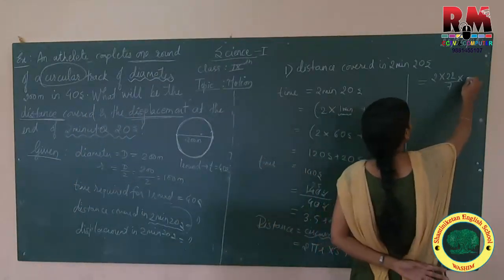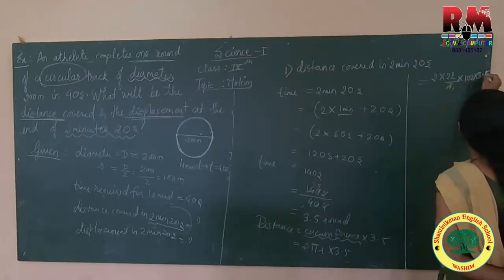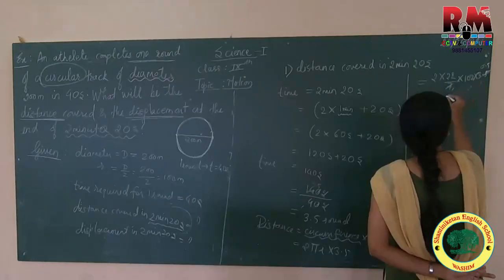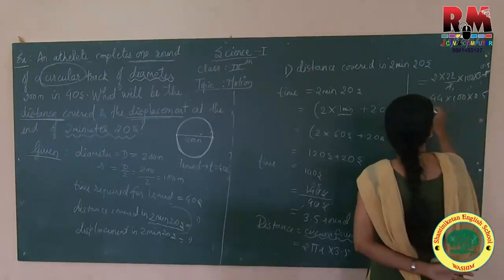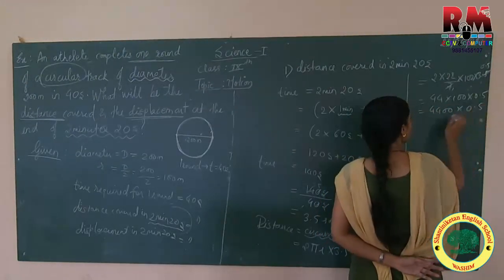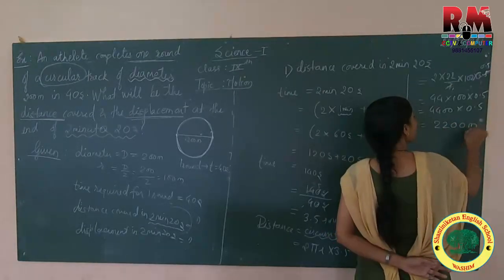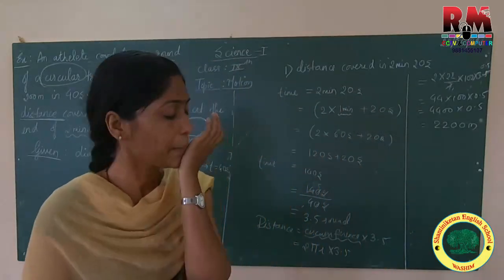So let us substitute 100 into 3.5. 7 ones are 7, 0.5 makes it 3.5. 44 into 100 into 0.5. Again it becomes 4400 into 0.5. So it's very simple: 2200 meter. So distance covered is 2200 meter.